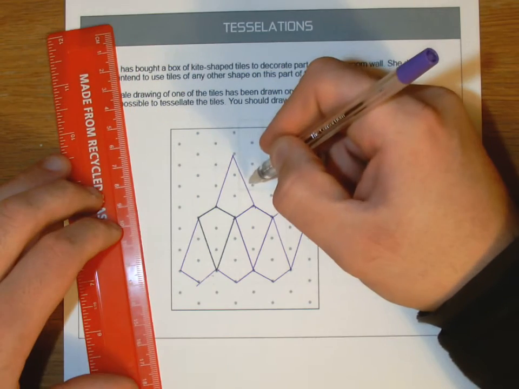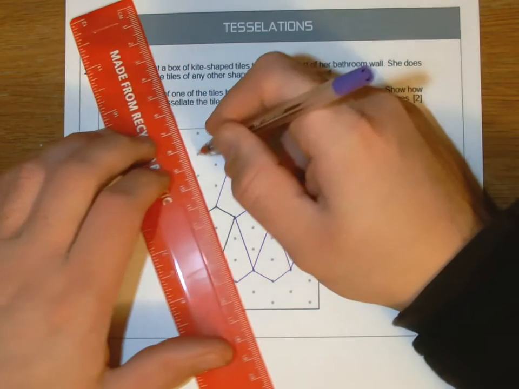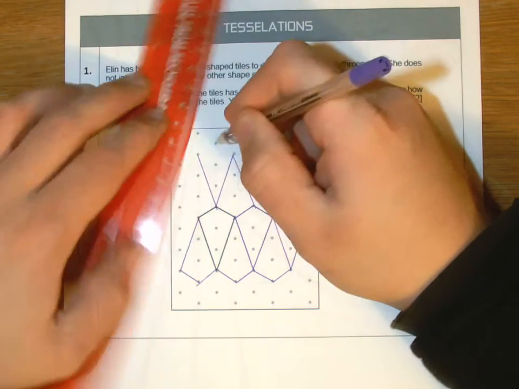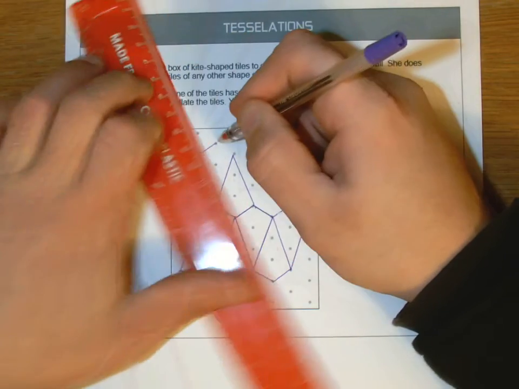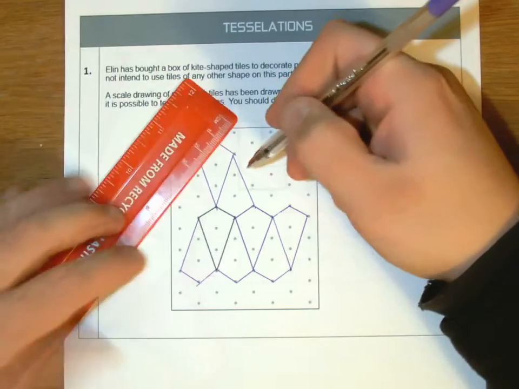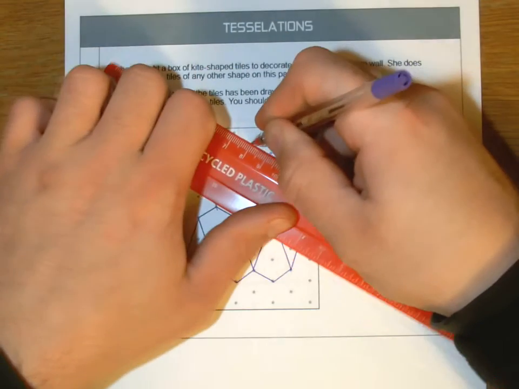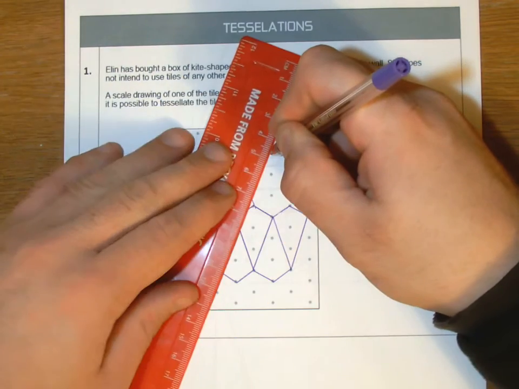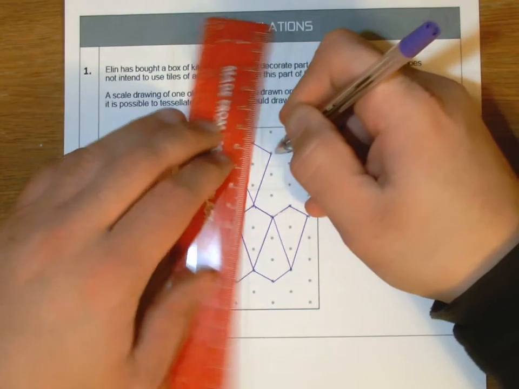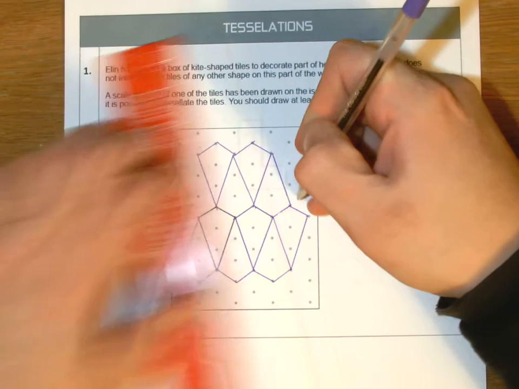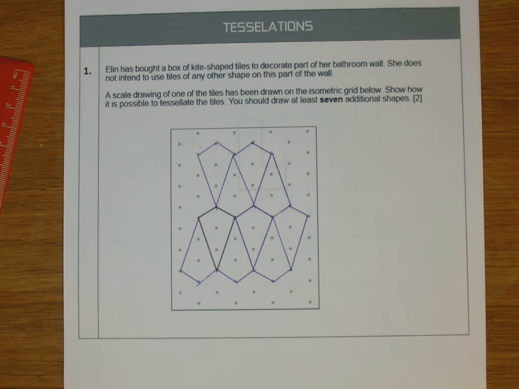So you've got one there, upside down, and then we can do one that's normal. And you can just keep going like this, and you can see that the whole wall will be filled in. So this shape does indeed tessellate. In other words, the shapes do not overlap and there's no gaps.